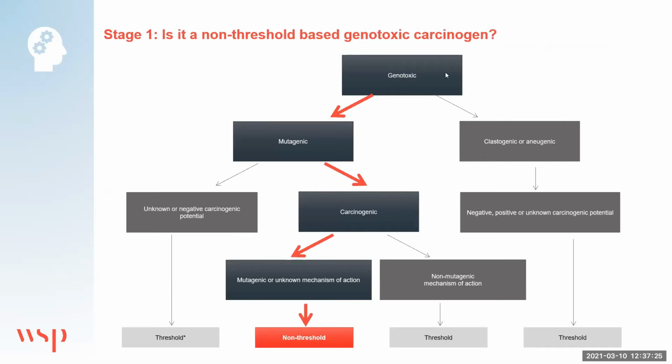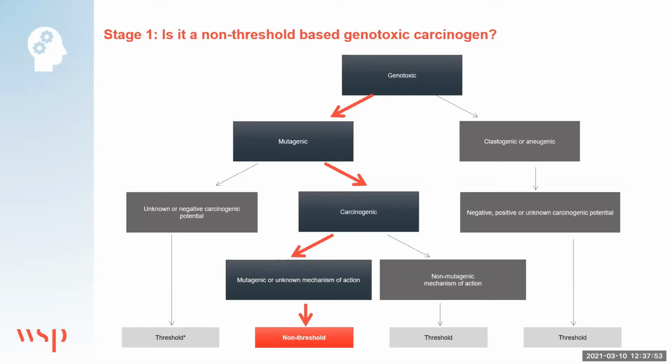So here's I guess a hierarchy or a flow chart of that process. We were primarily involved with these red thick arrows down to the non-threshold, in understanding if the chemical is a non-threshold based genotoxic carcinogen. Tumours can arise due to a genotoxic or non-genotoxic mechanism of action.